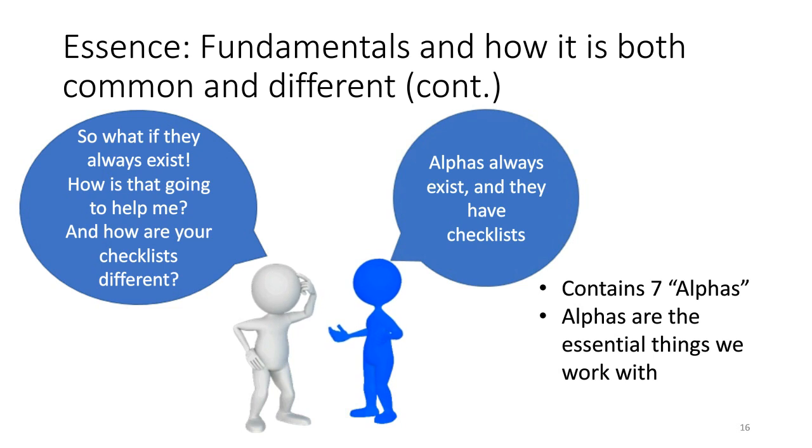Alphas always exist, and they have checklists. Now, some might come back and say, so what if they always exist? Or how's that going to help me? And others will say, well, people have been using checklists for years. How are the Essence checklists any different? I'm going to answer both of those questions in the next few slides, but now I want to look a little closer at Essence.